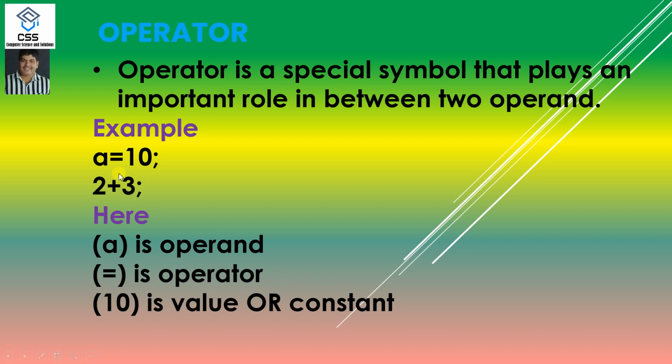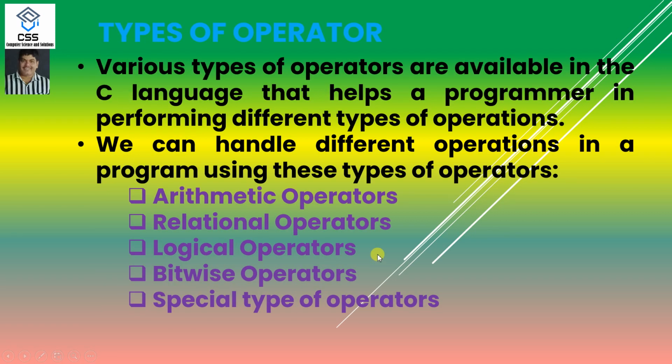Again, as I told, a is the operand, = is the operator, and 10 is the value or the constant. Then there are various types of operators that help the programmer or user to perform different types of operations on the operands. We can define operators in many kinds, such as arithmetic operator, relational operator, logical operator, bitwise operator, and special type of operator.